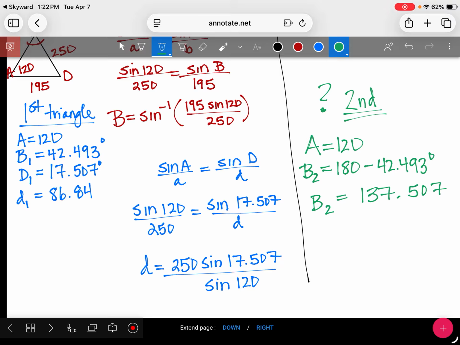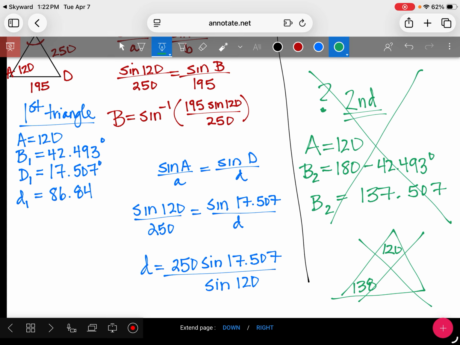So I want to ask you a question. Before we continue, is this possible? Is it possible to have a triangle where one angle is 120 degrees and the other one is about 138 degrees? Can that even happen? No, because triangle sum is 180. So this is not a possibility, okay? So there is no second triangle. We're going to cross that out. There's just one triangle, and this is what those dimensions would be.